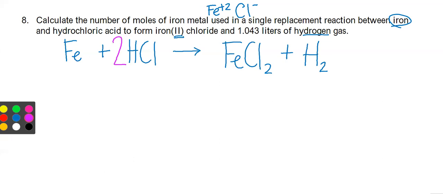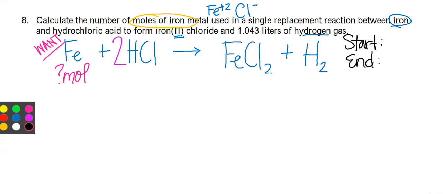Okay. So now calculate the number of moles of iron metal. So that means that we want to know the number of moles of the Fe. So that makes the Fe the wanted compound. And if we're thinking in terms of start and end on our mole map, the end is the unit. So we are going to end in the mole ratio circle.